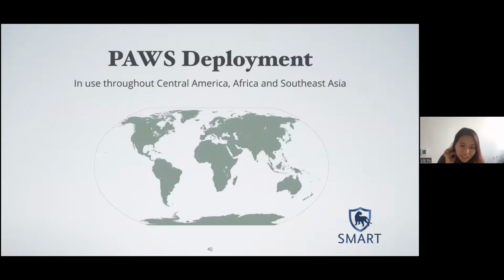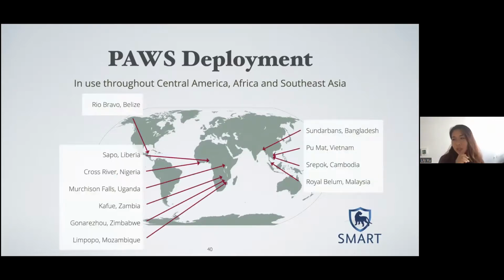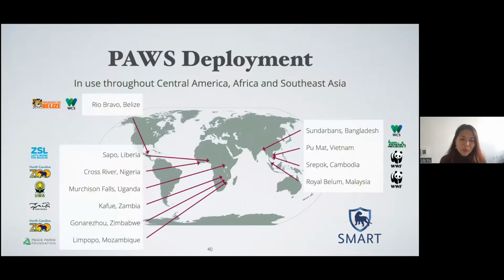And we're actually in the process of deploying PAWS throughout protected areas that are on the SMART platform. So we have worked over the past year with sites in Central America, across Africa, as well as Southeast Asia. And we've been very, very grateful and fortunate to be able to work closely with a large number of conservation NGOs throughout this deployment process.